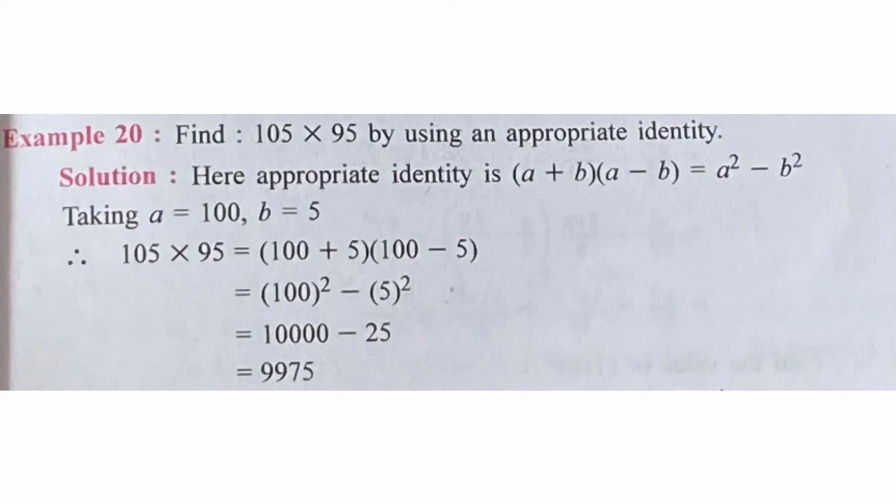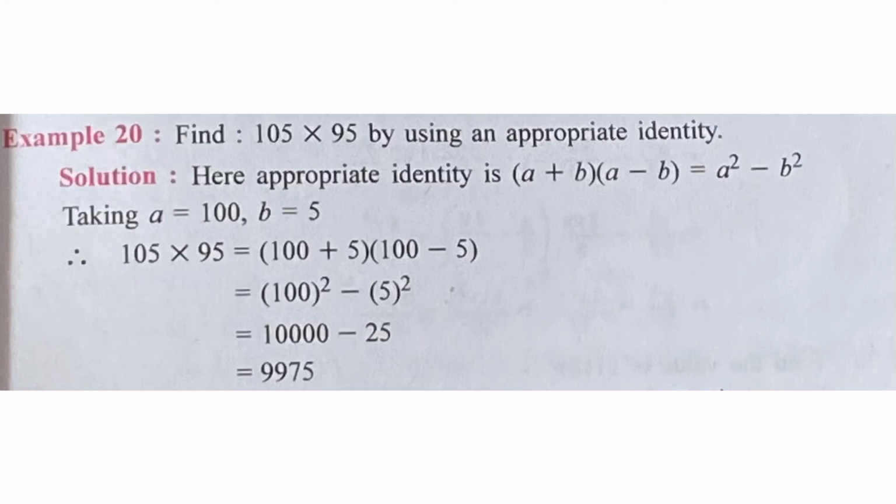Now let us see the examples of finding the answer of numerical values using the identity. First one is 105 into 95. Friends, here you have to keep in mind that you can't just multiply and give the answer. You will not get marks for that. If it is given, you have to apply the identity and obtain the answer. Now 105 into 95 can be written as (100 + 5) into (100 − 5).